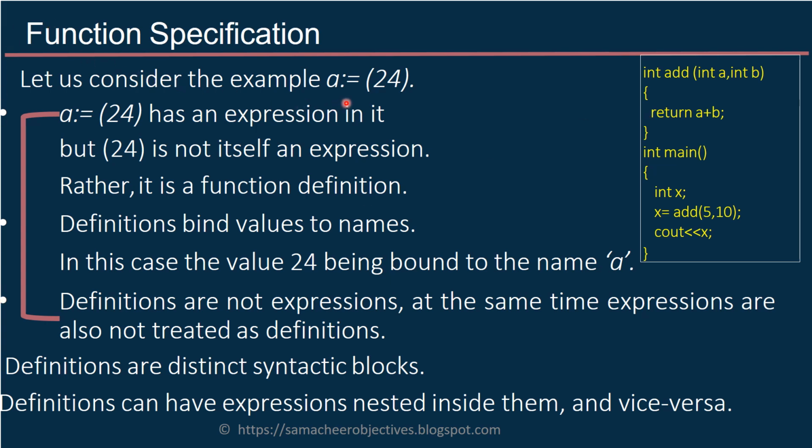Okay, now let us read. One example is given in the textbook. A equals 24. In pseudocode algorithm we can use for this symbol colon equal to. In programming language we are using only equal symbol, but in pseudocode algorithm we can use this colon equals. Here a equals 24 has an expression in it, but it is not itself an expression. We cannot call the function definition as expression, but definition has expression. So it is actually a function definition.